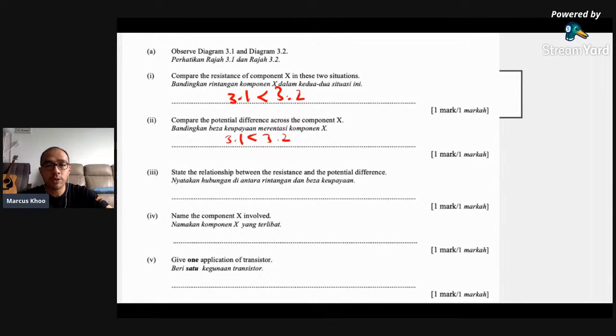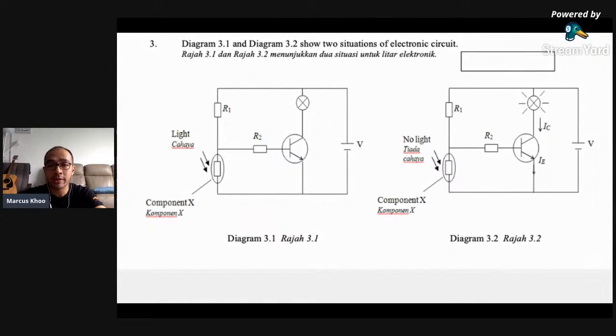Okay. State the relationship between the resistance and the potential difference. Remember, when you talk about relationship, you must remember which one influences and which one is influenced. Very important. Don't just put it any way. So in this case, is the resistance depending on the potential difference or the potential difference depending on the resistance? It is the potential difference depending on the resistance. So the higher the resistance, the higher the potential difference. That's the relationship, because what causes the voltage to be high or low is the resistance, which is caused by the presence or absence of light.